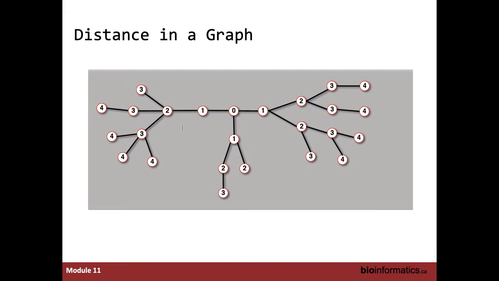So, another feature to talk about in terms of network topology parameters is distance or shortest path. The distance between two nodes is defined as the number of edges along the shortest path connecting them. If we start in the middle here at zero, the nodes with the number one are one hop away. Number two, they're two hops away, and so on.